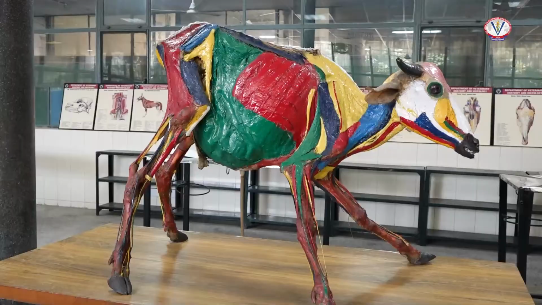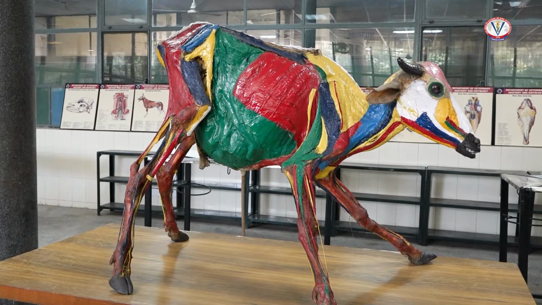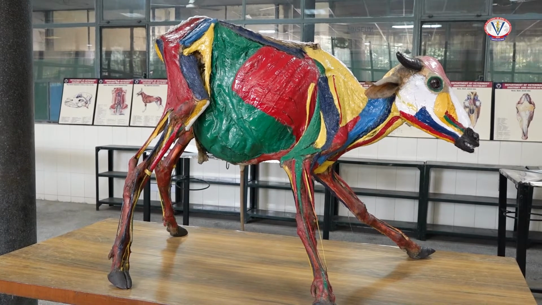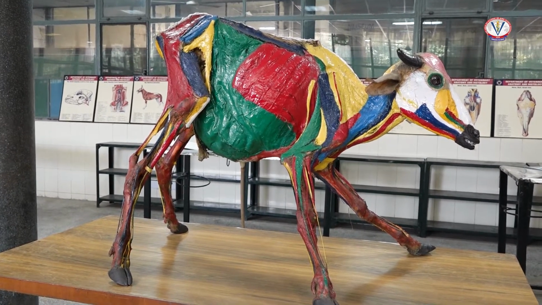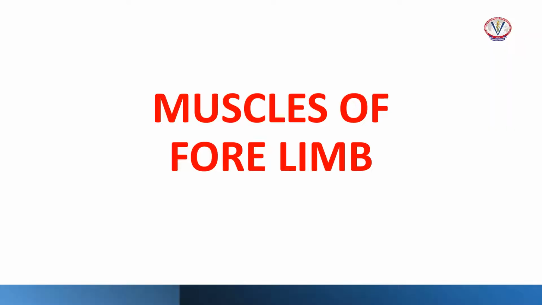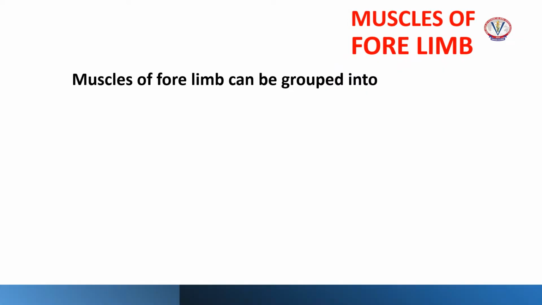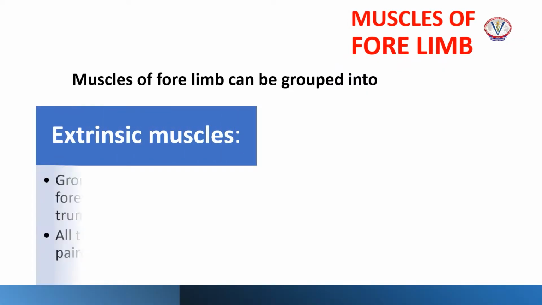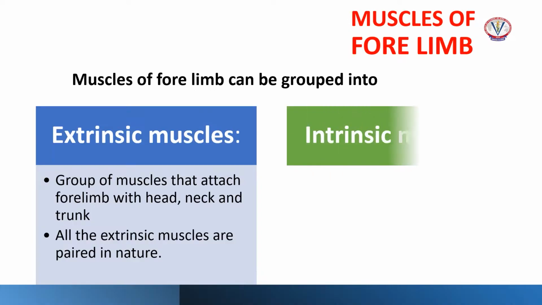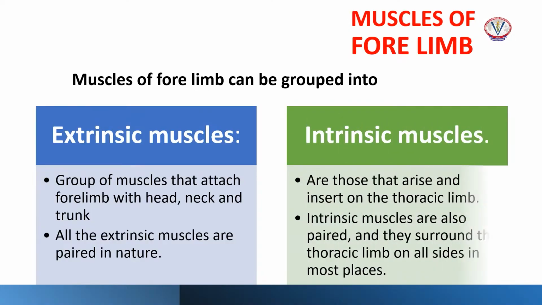A sound knowledge of the same is required for direct surgical access to a bone or joint for clinical intervention. Muscles of the forelimb can be divided into two groups, extrinsic and intrinsic muscles. The extrinsic muscles attach the limb to the axial skeleton. All these extrinsic muscles are paired in nature. The extrinsic muscles must be severed to remove the thoracic limb from the trunk.